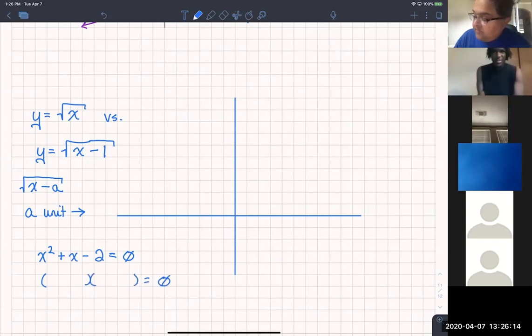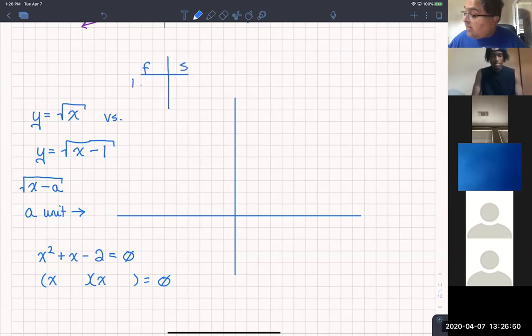Since there's no exponent with the x, you would assume it's 1. So what two numbers multiply to give me -2 that add to give me 1? What are my factors of -2? It's 1 and -2, and what else? -1 and +2, right?